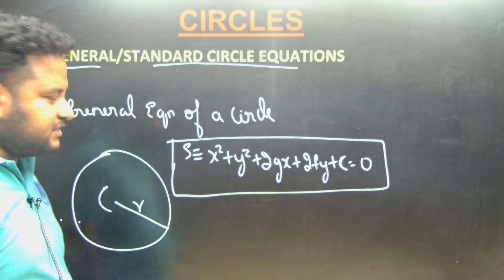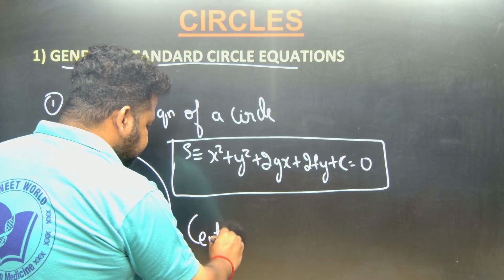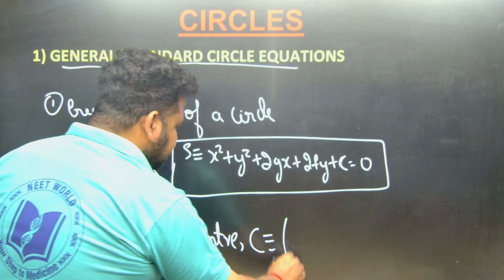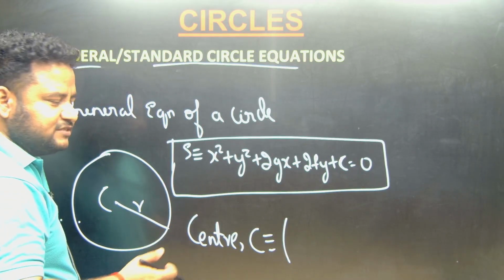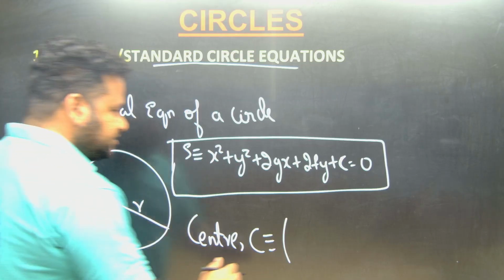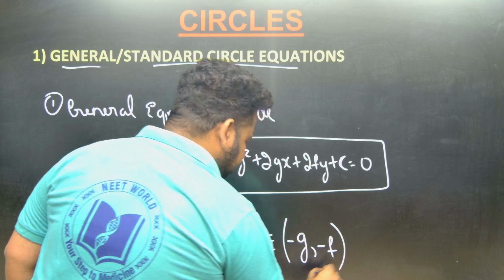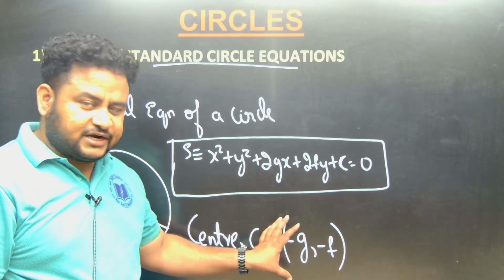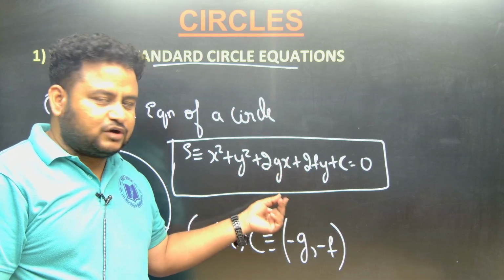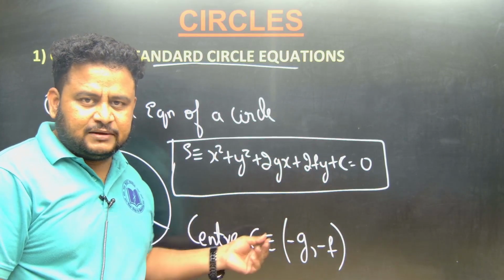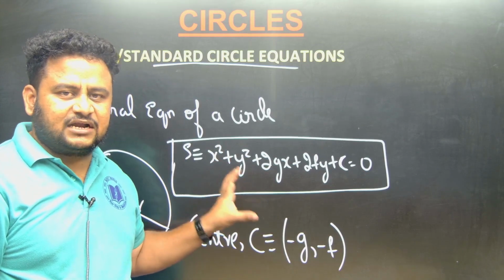Now when you want to find the center of this circle using the general equation, the center C is given by, here we are having G and F. This G represents the center's x coordinate and F represents the center's y coordinate, but you should not write just G and F. You should write the center as minus G comma minus F. Why it comes, you don't have to know. The coordinates of the center will be minus G comma minus F. First you will find G and F out of 2G and 2F, then you will find minus G and minus F. That will be the center of the circle.